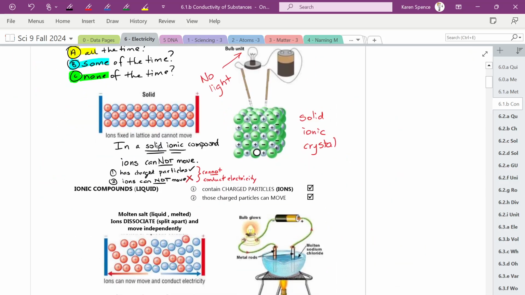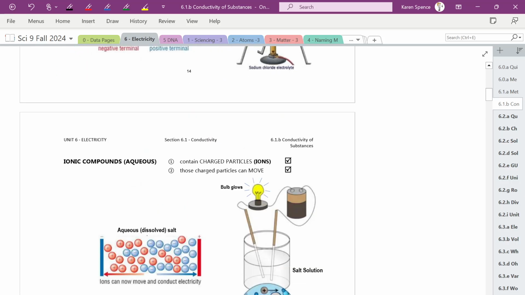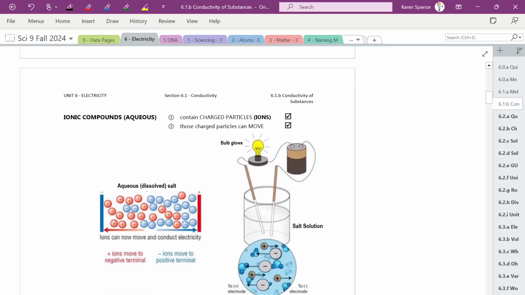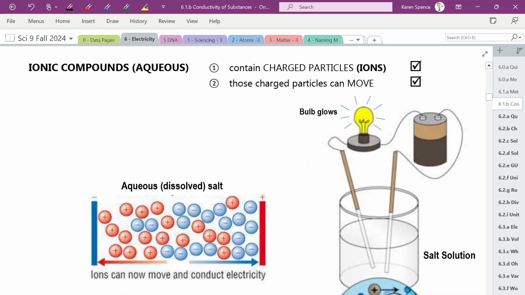So if we take an ionic compound, actually we're going to skip to the next page just for a moment, we'll come back. So we're now on page 15. Do you remember the word for dissolved in water? Aqueous. Aqueous means dissolved in water.